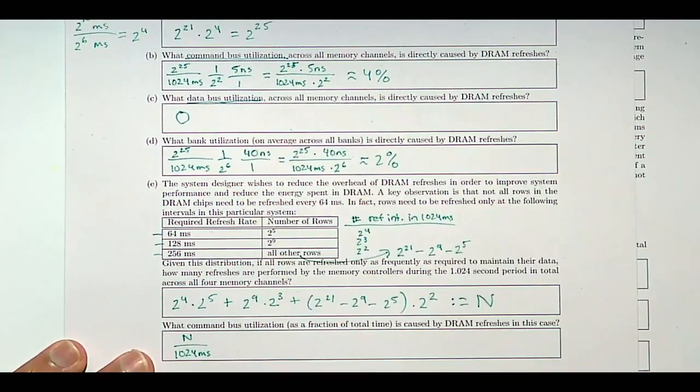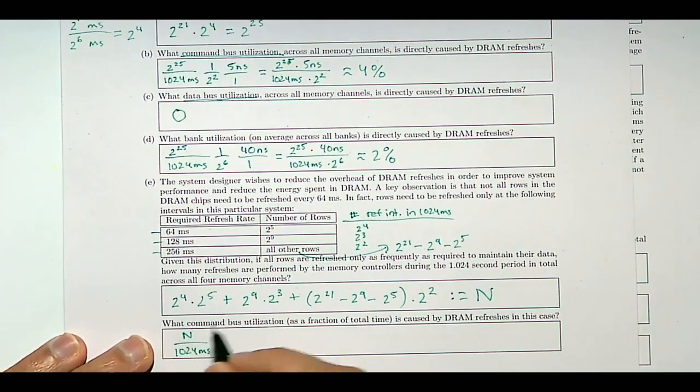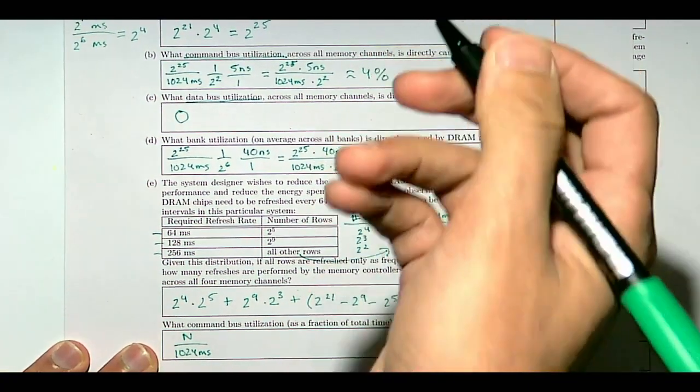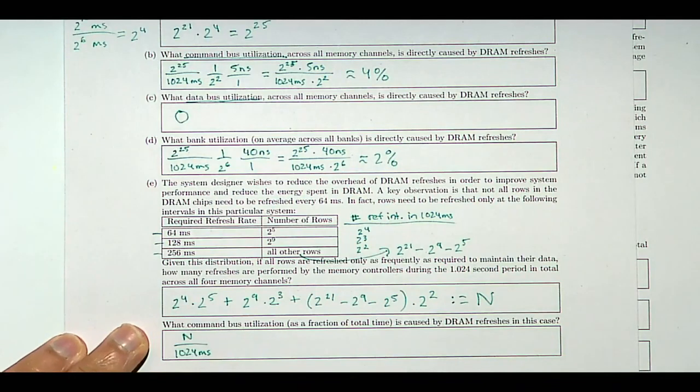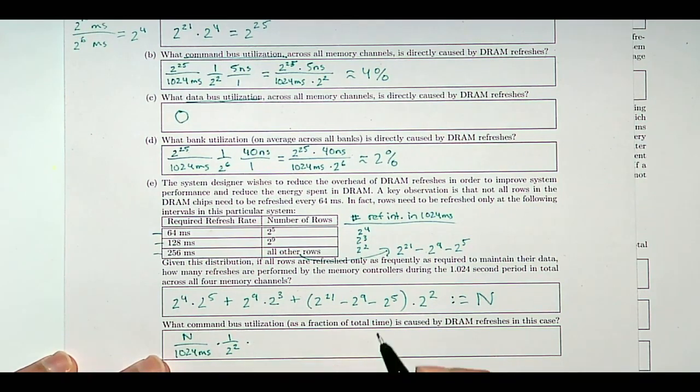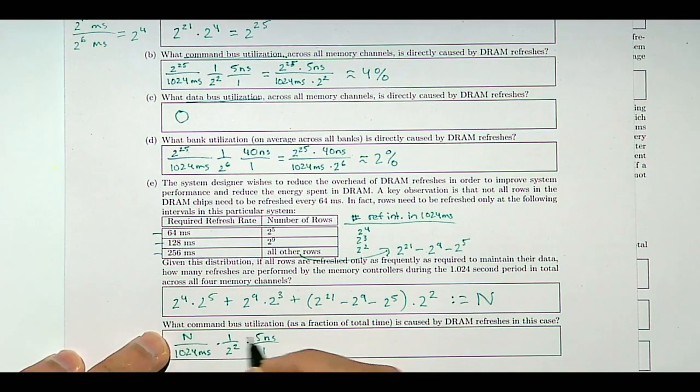And so we basically do the exact same thing as up here, right? So we have n refreshes total in the system, but we know that we have 4 different memory controllers and therefore 4 different channels. So we have to scale this by 4. So we essentially divide n by 2 to the 2, right? And so that's the number of refreshes per channel. And it's happening over this time period. And we know that each single refresh operation keeps the command bus busy for 5 nanoseconds, right? So 5 nanoseconds per 1 refresh. And so the answer then is just n times 5 nanoseconds over 1024 milliseconds times 2 to the 2, right?